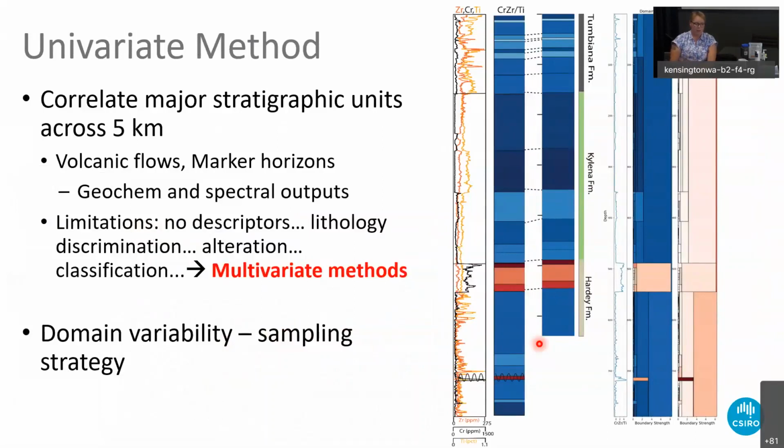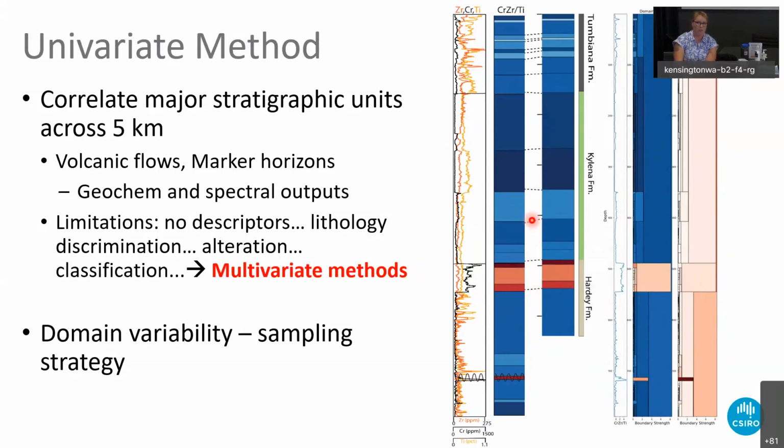So the first thing we did was we used the univariate method, which Margot's already talked about in detail. And this is pretty good. I mean, you correlate the major stratigraphic units across 5 kilometers between these two holes. We used chromium, zirconium, and titanium, which are pretty standard elements for distinguishing between different igneous units. We were able to correlate the volcanic flows, this particular marker horizon. So here you can see just the raw XRF results downhole. This is the first hole, and this is the second hole, which is 5 kilometers to the southwest. You can see you can actually correlate the stratigraphy quite well.